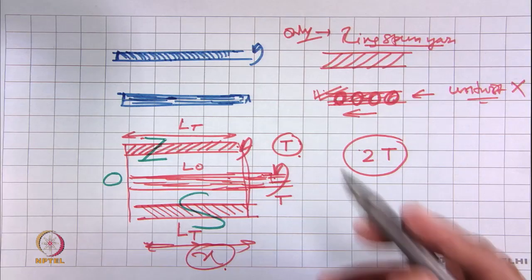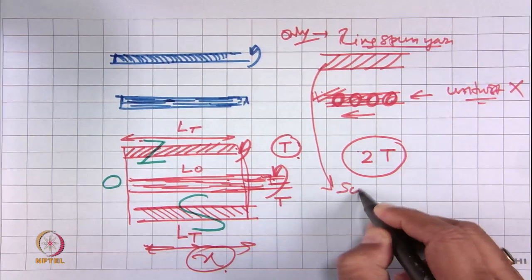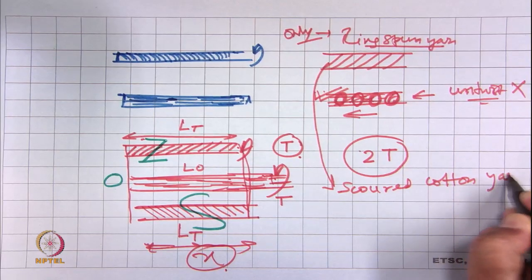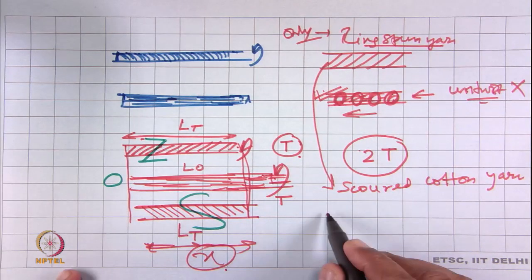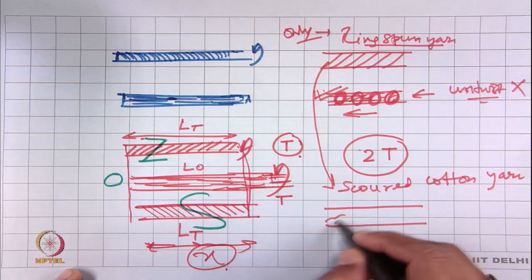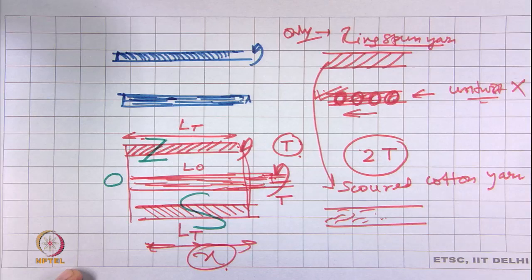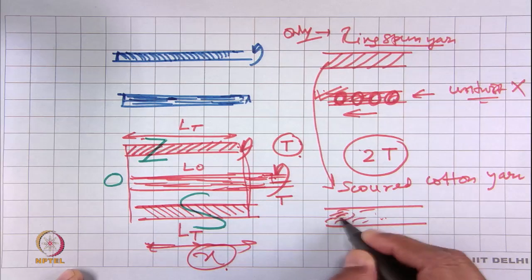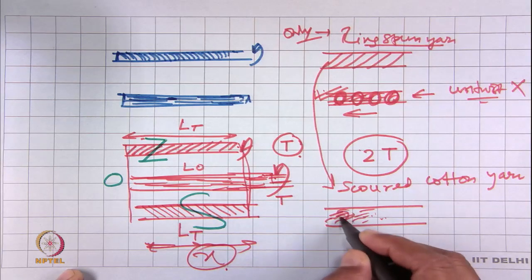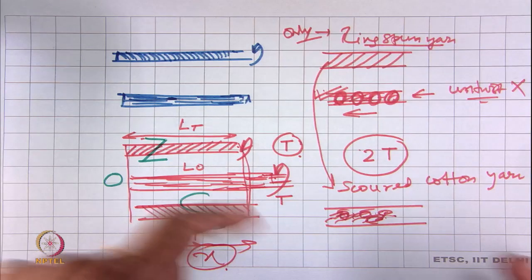Measuring twist in rotor spun yarn is difficult, but we can take the example of scoured cotton yarn. In scoured cotton yarn, during scouring the fibers get a little bit distorted in the structure, and the wax material comes out from the fiber surface, and fiber to fiber friction increases, and there may be some clustering occurring.